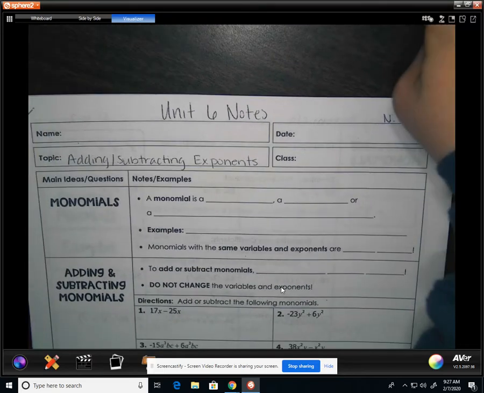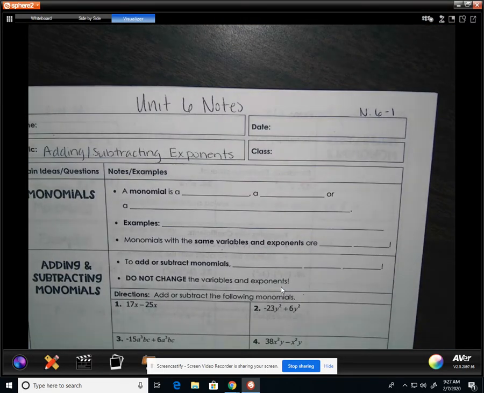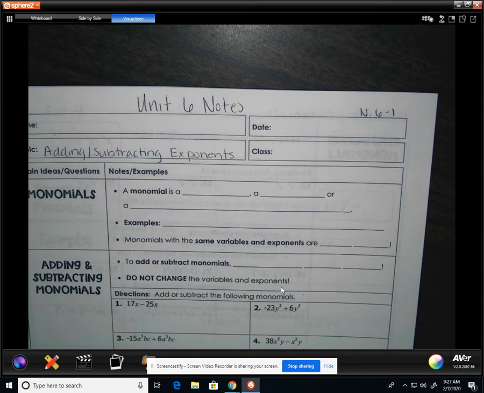All right, guys, so we are now starting a new note packet. So if everyone will pull out their Unit 6 notes, 6-1 is about adding and subtracting exponents. Now, this is something that you have already done, so today is kind of more along the lines of a review. So let me grab a colorful pen. Let's go with this color.